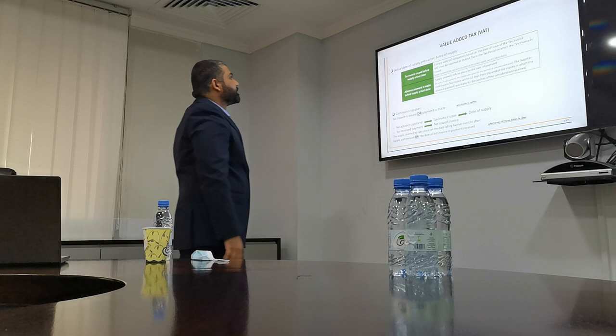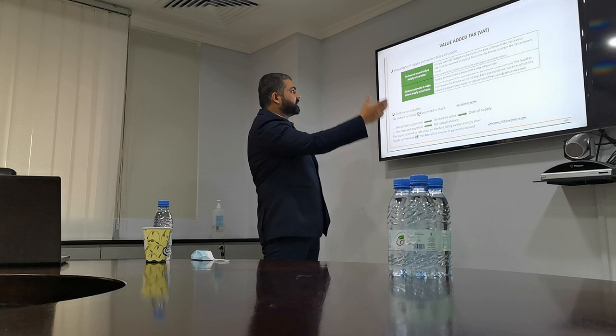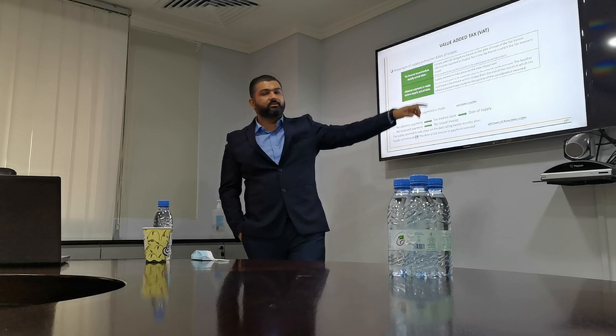Actual date of supply and earlier date of supply. Tax invoice issued before supply actual date. Advance payment is made. This is again the explanation of that. Date of issue of tax invoice: VAT must be reported as output tax in the period in which the tax invoice is issued or in the period in which the advance payment is received.